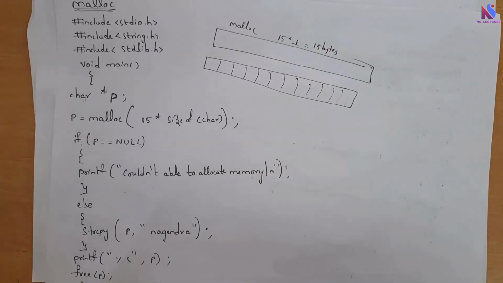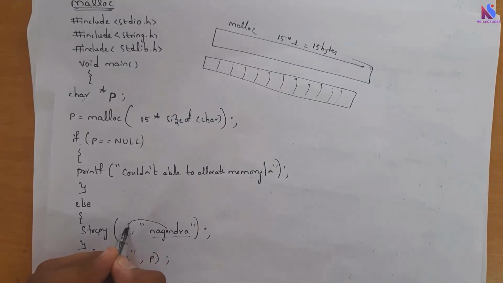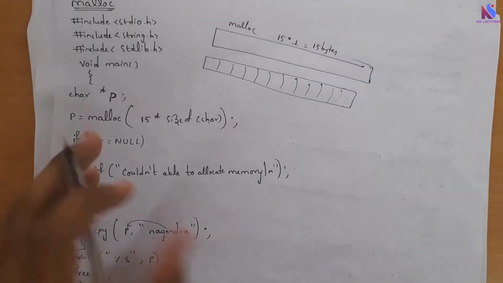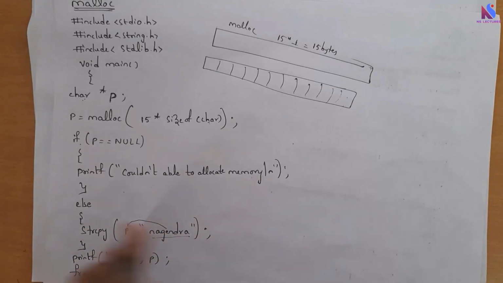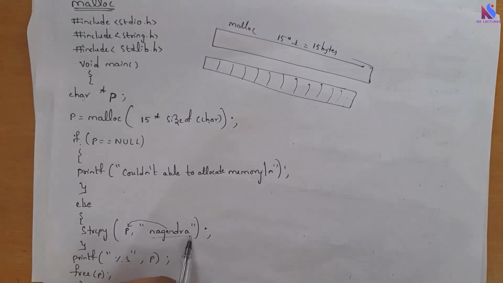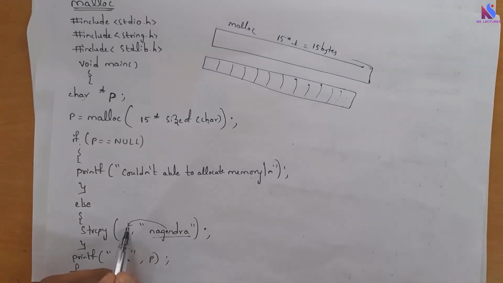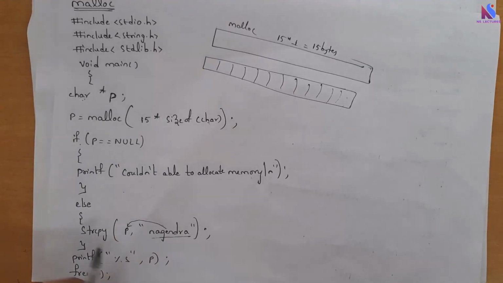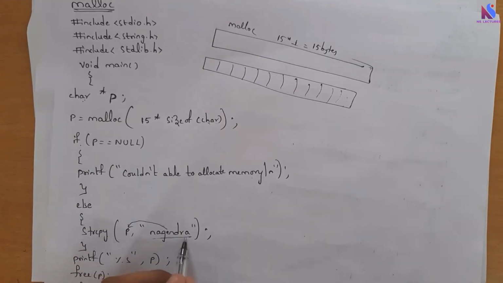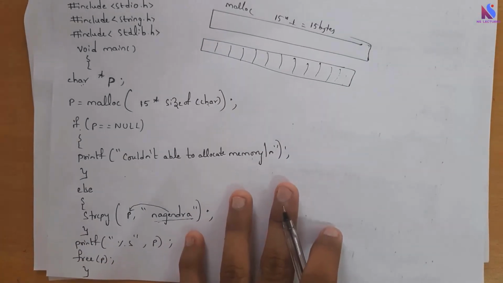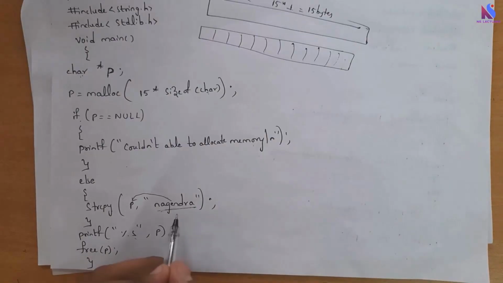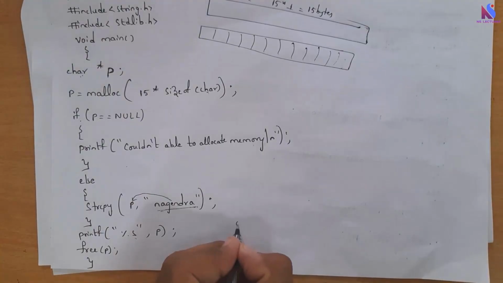Else, if memory is present in our system, then I want to transfer this string to pointer variable p. By using the strcpy function, I can copy this text Nagendra to pointer variable p. So now my pointer variable p contains the information Nagendra. Now I want to print this information by using printf. So I wrote printf %s because this is a string, so we need to use %s comma p. By writing this I will get the output Nagendra.